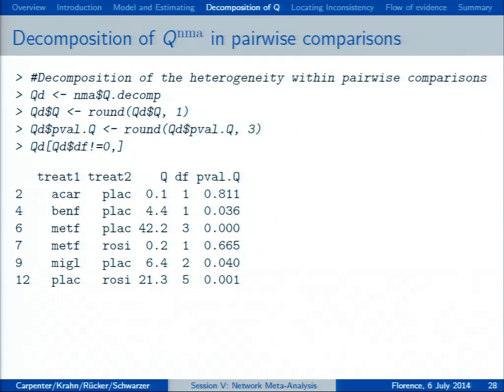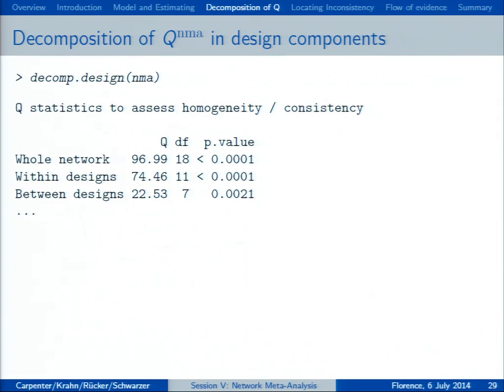And alternatively, if we want to decompose the Q statistic in the whole network into design components, we can use the function decomp.design, so that we obtain a Q statistic for the heterogeneity of the whole network, and heterogeneity within and between designs. These are very similar to the Q statistics before, where we decompose the Q statistic with respect to the pairwise comparisons. What we can see in this example is, as we have seen before, there is a large amount of heterogeneity, and we can see we have heterogeneity within designs as well as between designs.